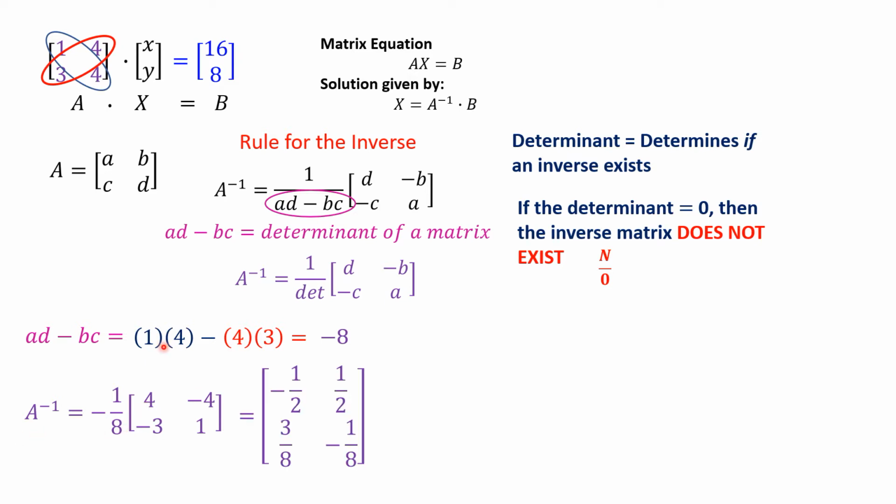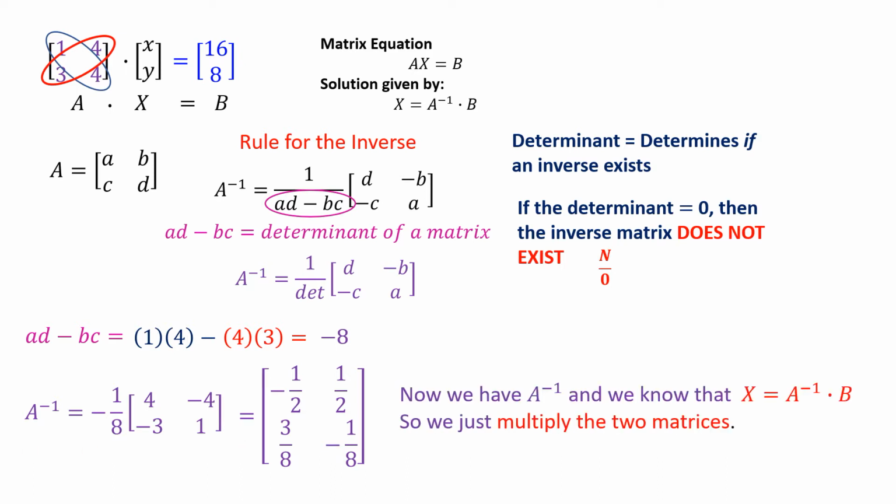When we do that, 4 times negative 1/8 is negative 1/2. Negative 4 times a negative 1/8 will be positive 1/2. Then we get 3/8 down here. Remember, negative times negative. And we get negative 1/8 here in the bottom right. Okay, so what does this give us? This gives us the inverse of A.